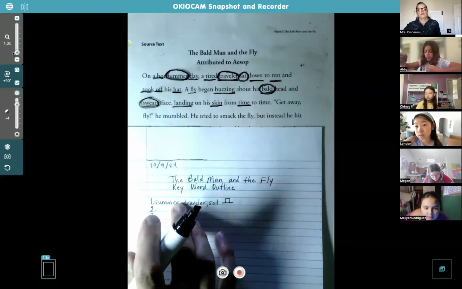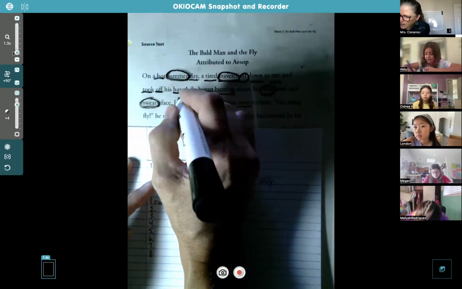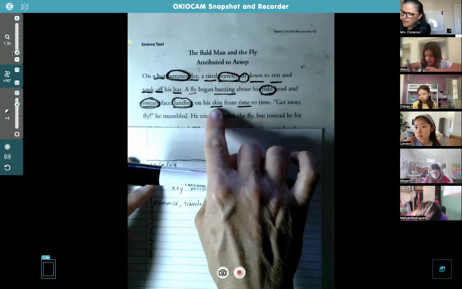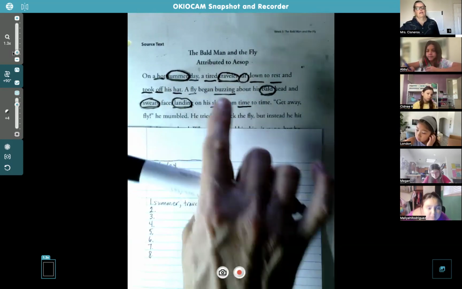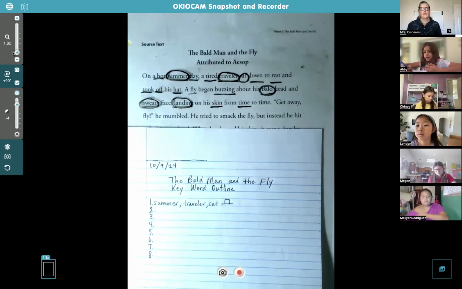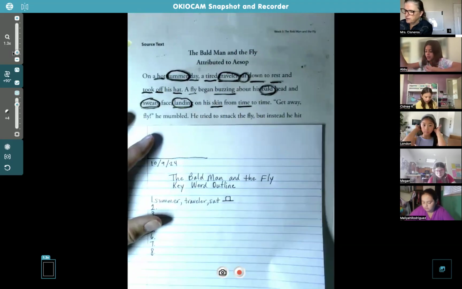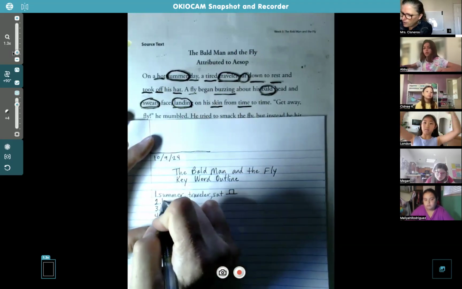And one more. What do you think would be important? Landing. I agree with that, Abby. I think landing, we can assume that it's landing on his skin. And it from time to time, that's not super important to know, but I think you're right. Bald, sweaty, landing. I think those are the best of the keywords. Good job with that.